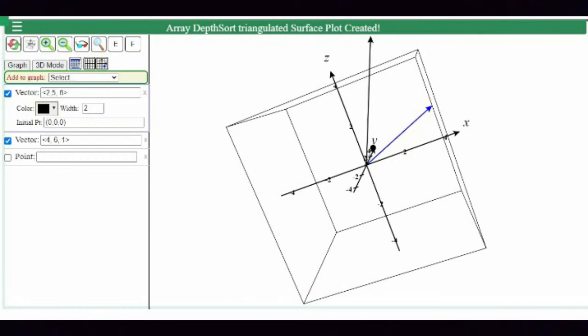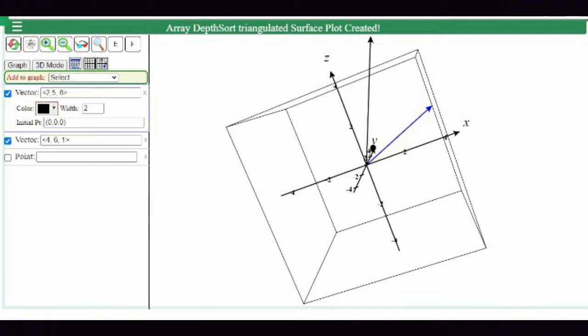So we have two vectors, both starting at the origin. Vector 1 is 2, 5, 6, and vector 2 is 4, 6, 1. As you can see, they're going in two completely different directions. If we visualize that as the player's eyesight in a first person game, we can figure out the angle between them and understand how much the player is able to see as they turn.